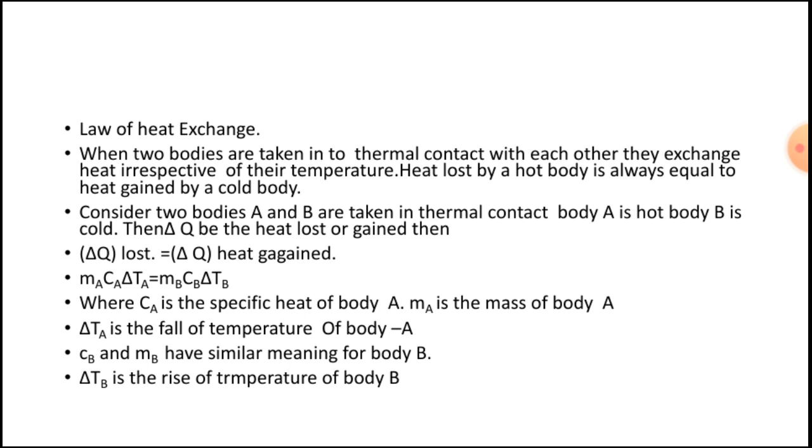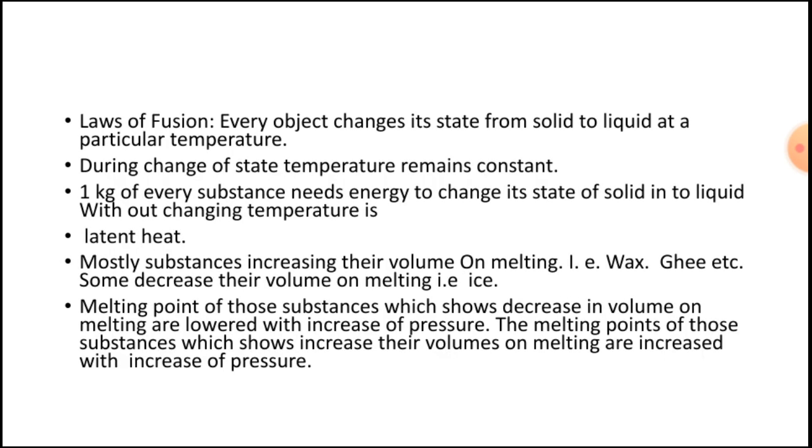Consider two bodies A and B taken in thermal contact. Body A is the hot body, B is the cold body. So ΔQ, the heat lost by the hot body A, is equal to ΔQ, the heat obtained by the cold body B. As we know that ΔQ is equal to mcΔT, so mA cA ΔTA will be equal to mB cB ΔTB.